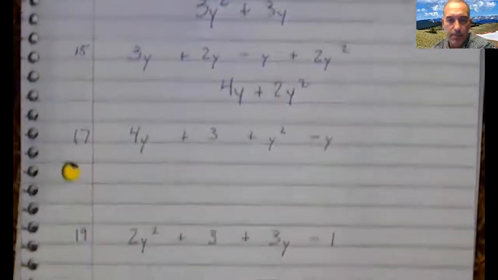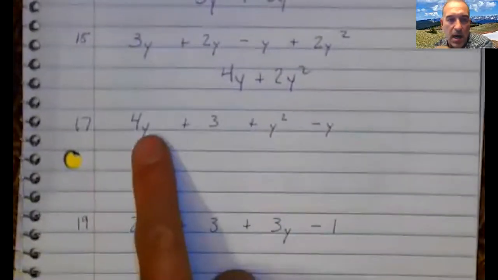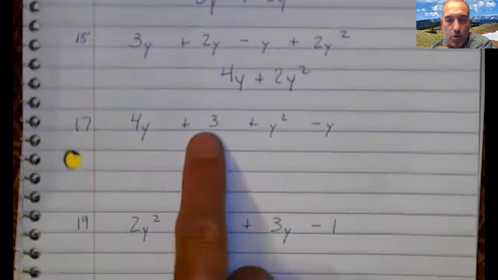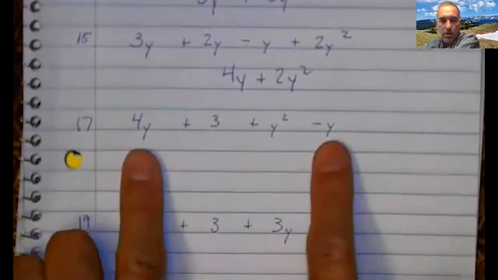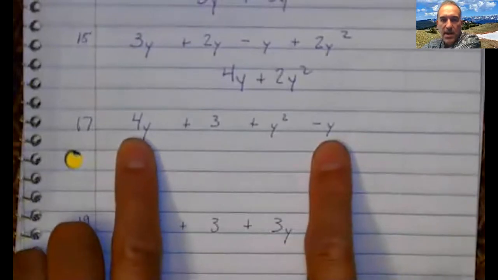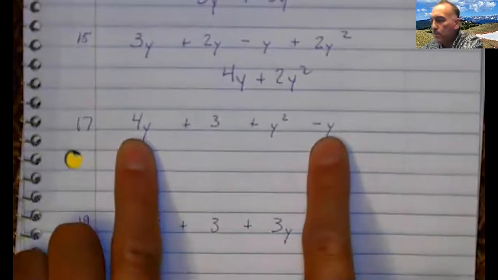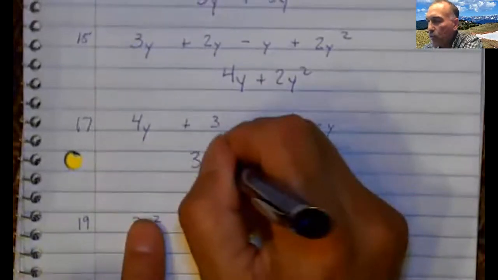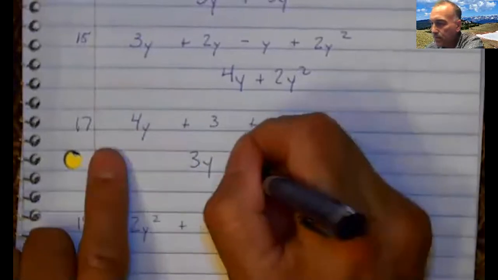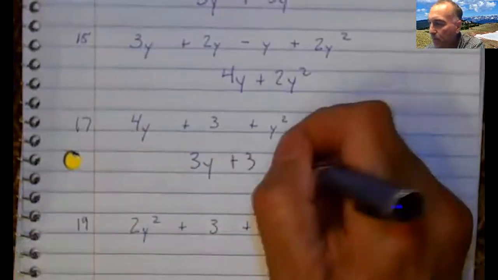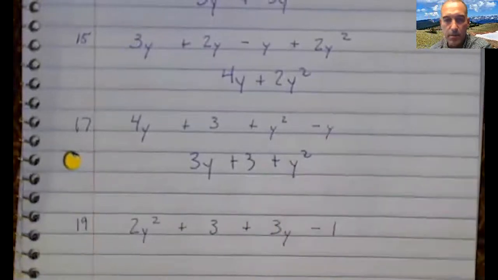Let's keep going. I see a y variable by itself. I see a constant or a numeral. I see a y squared. Oh, look, these guys are similar. So I have 4y minus y, or 1y, remember? That gives me 3y by looking at these two numbers. That is 3y plus 3. There's nothing I can combine, plus y squared.